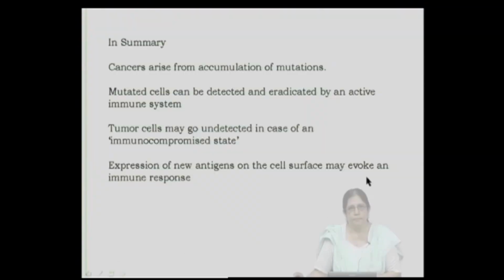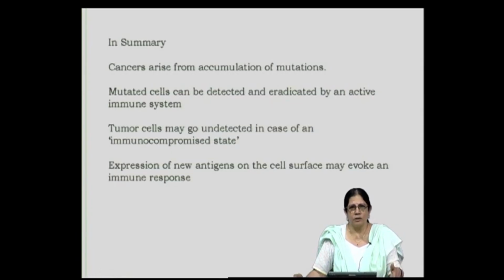In summary, all cancers arise from accumulation of mutations that we have seen. There's ample experimental proof that it is the mutations. In fact, people have been able to establish cancers in vitro in experiments by transfecting genes which are known as oncogenes, and also by inducing mutations. Now, cancers therefore arise from accumulation of mutations.